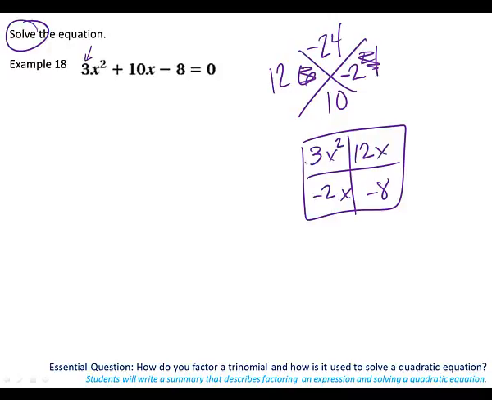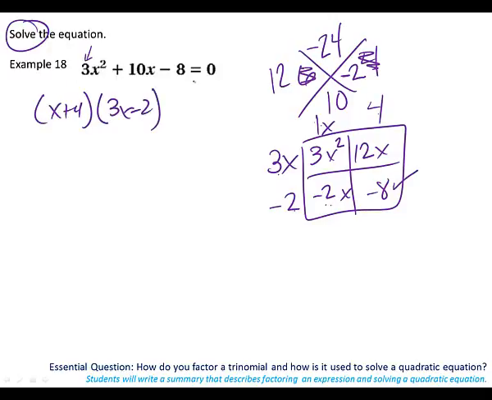All right, what times what is 3? 3 and 1. Does 3 divide into the 12? So that's how I decide where to put the 3. How many times does 3 divide the 12? 4. How many times does 1x divide the negative 2x? Negative 2. Times 4 is negative 8. So we have x plus 4 times 3x minus 2. And if I look at this equation, I still have to drop down that equals 0.